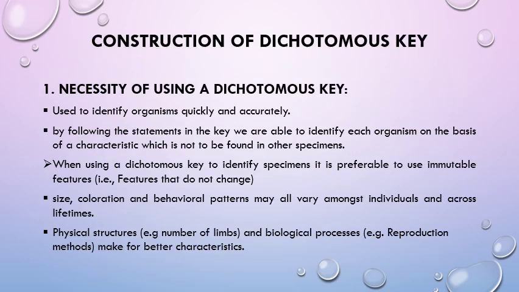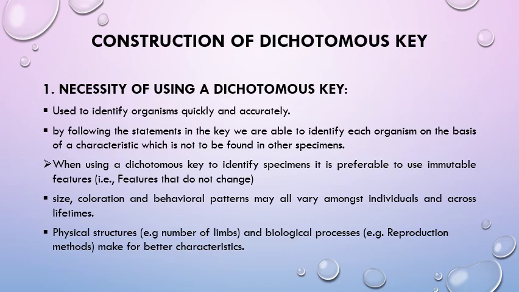Now, construction of a dichotomous key. How to construct a dichotomous key? There are three steps for the construction of a dichotomous key. Let's discuss them one by one. Step number one is the necessity of using a dichotomous key, or why a dichotomous key is necessary. Number one, it is used to identify organisms quickly and accurately. Number two, by following the statements in the key, we are able to identify each organism on the basis of a characteristic which is not found in other specimens.